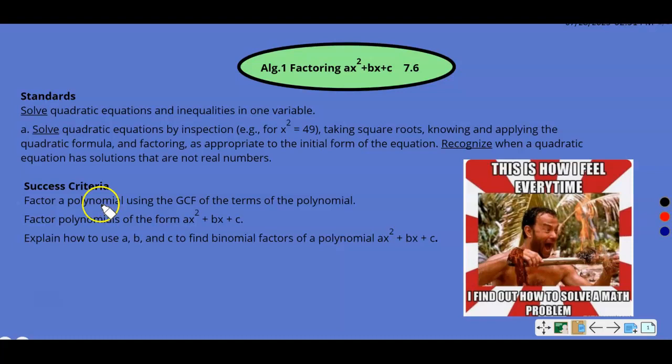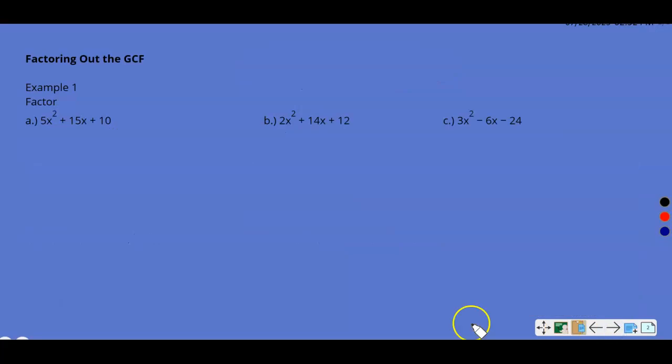All right, so today, to be successful, you need to be able to factor a polynomial using the greatest common factor of the terms of the polynomial. You need to be able to factor polynomials of the form ax squared plus bx plus c, and you need to be able to explain how to use a, b, and c to find binomial factors of a polynomial ax squared plus bx plus c. All right, there's no new vocabulary and there's no key concepts that are different than what we learned in the previous lesson, so we're just going to jump right in.